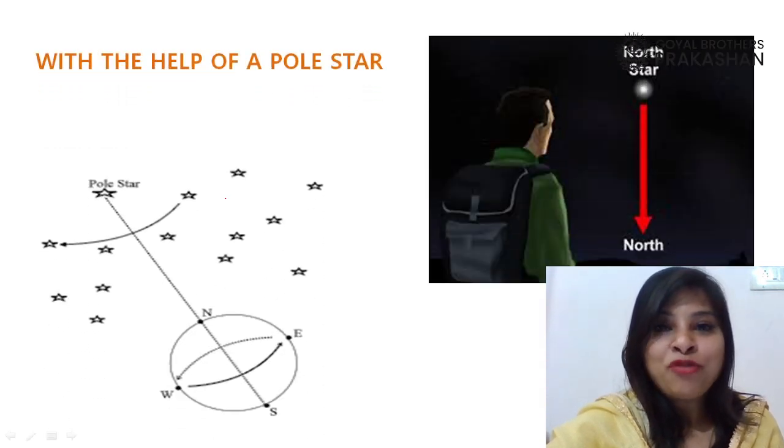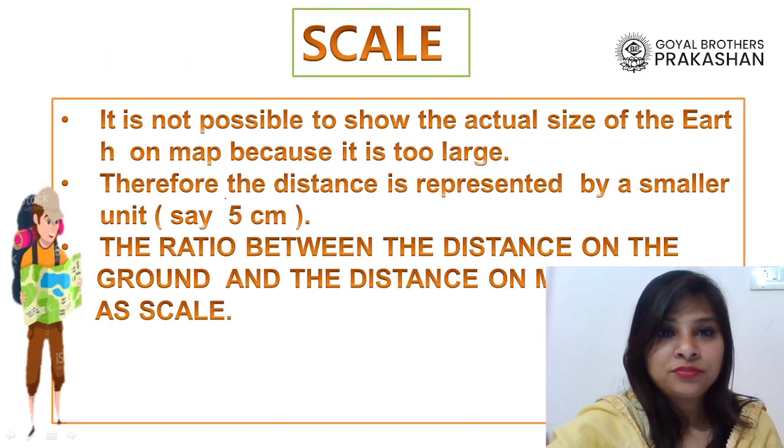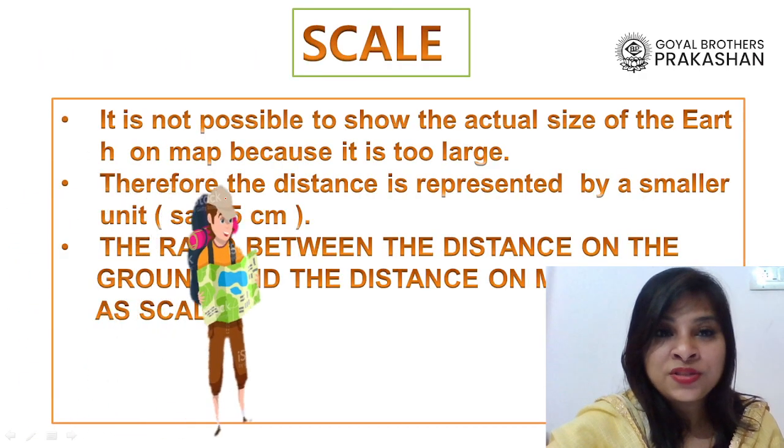With the help of a pole star. Now magnetic north always points to the pole star. Okay, so with the help of a pole star, wherever the pole star is, the magnetic north, the arrow will point that side. Now scale, what is a scale?